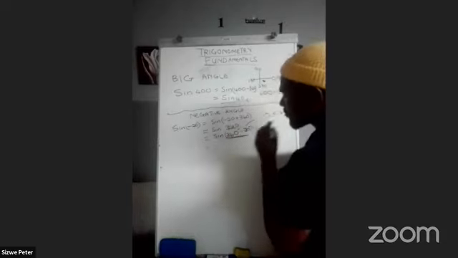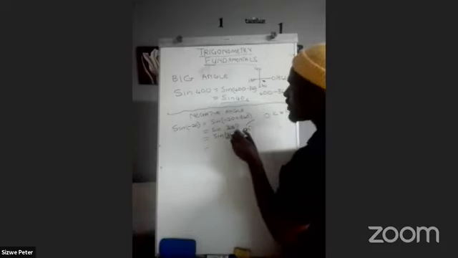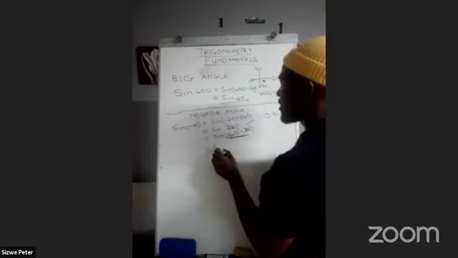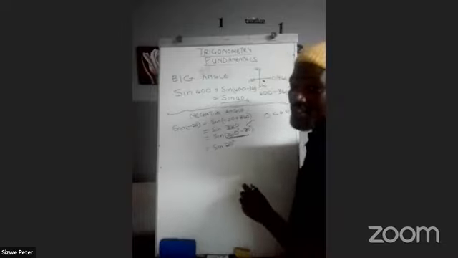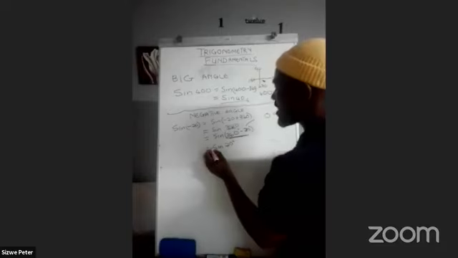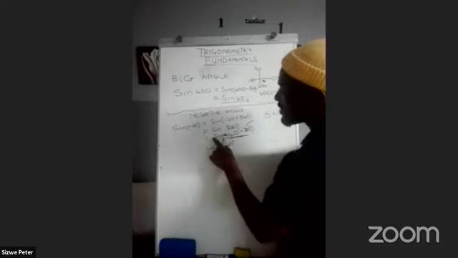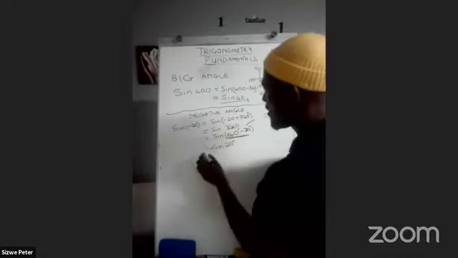So why minus 20? Because it must give me back the same number. So this is sine 20 degrees, but it must be a negative sign. Do you know why negative sign? Because this is the fourth quadrant. You know sine is negative in the fourth quadrant. All right.